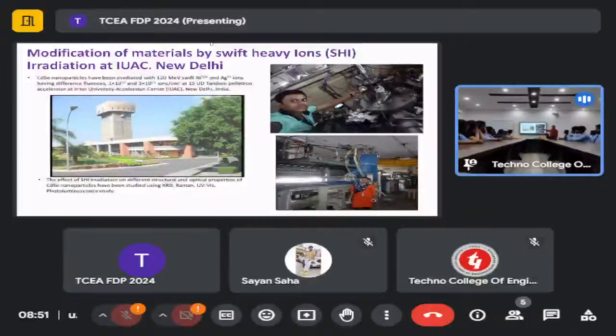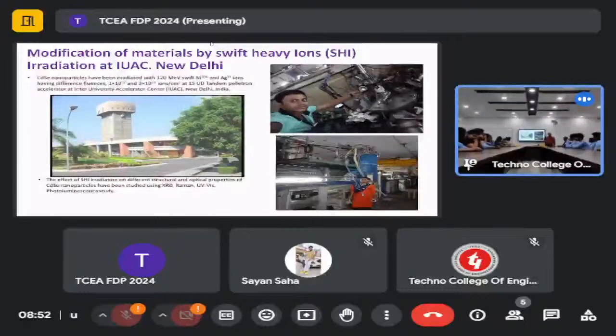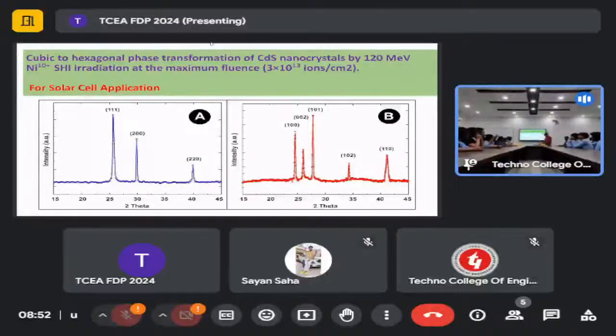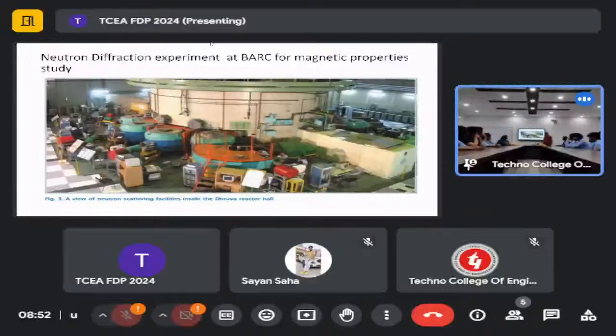So there is an accelerator at New Delhi, which is known as the Swift Heavy Ion Radiation Experiment. If you use that, we can change the material properties of nanomaterials, and using that we found that the solar efficiency can be enhanced. For the solar cell we have applied the modifications, and we have found that there is an increase in the efficiency. So with that process we can use the nanomaterials in a better way.